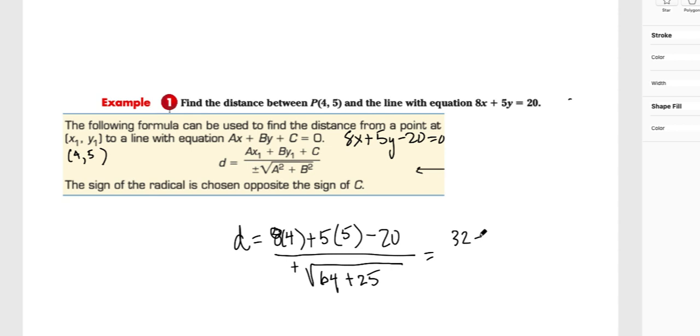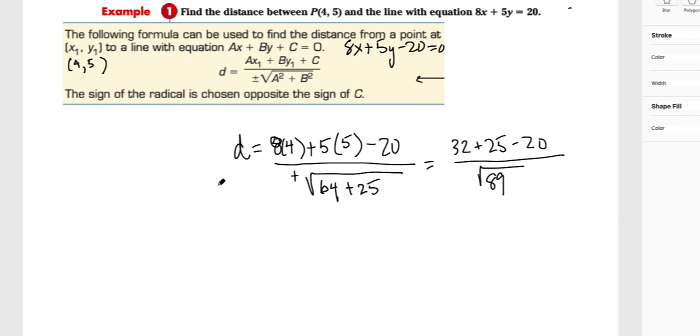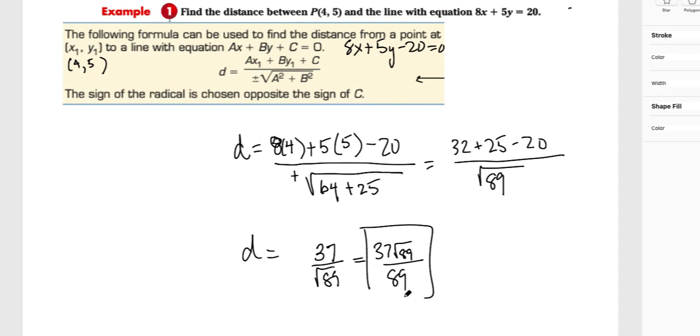So now finally that's 32 plus 25 minus 20 over the square root of these guys. And so 64 plus 25 is going to bring us all the way up to 89. So we're dealing with the positive square root of 89 here in the denominator. So that's the distance. Let's go ahead and simplify this a little bit more. When I add all of this stuff together, I end up with 37 over the square root of 89. Mathematicians don't like radicals in the denominator, so rationalizing this, we get 37 root 89 over 89. And so that's going to be our final answer for that.